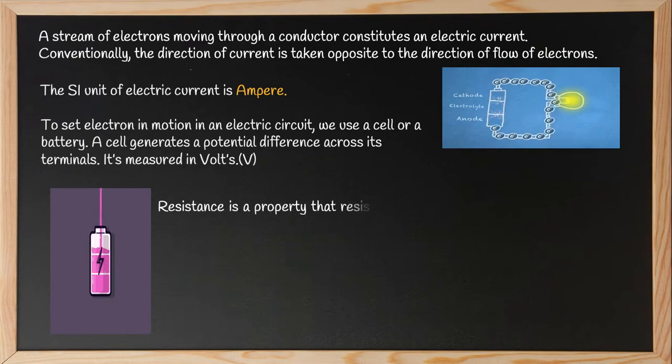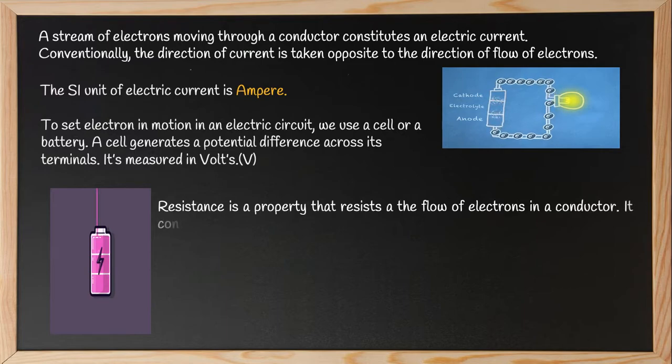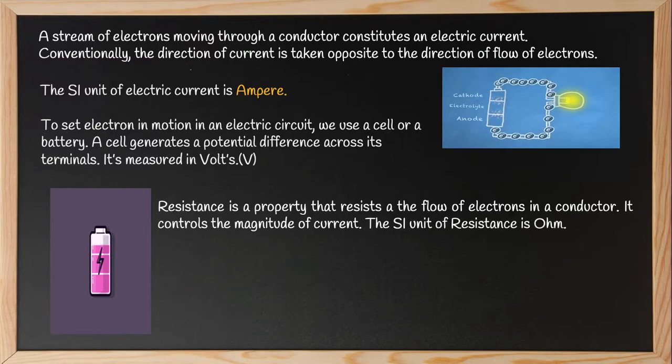Resistance is a property that resists the flow of electrons in a conductor. It controls the magnitude of current. The SI unit of resistance is ohm. Resistance is a property which is generally observed in all the conductors, and this resistance will always oppose or stop the flow of electrons. It controls the magnitude of current, and resistance is measured in its SI unit called ohm.